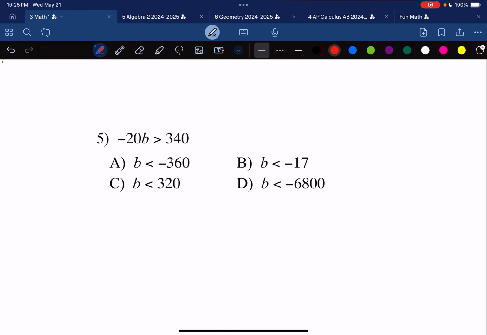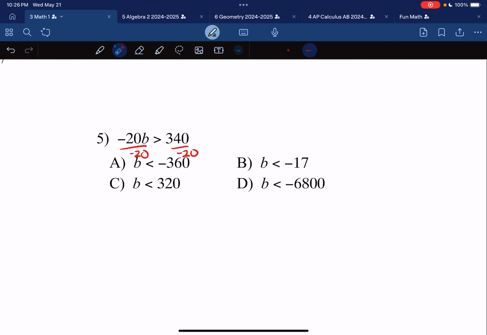In number 5, we are trying to undo this multiplication by -20. Again, when there's no symbol in between your coefficient and your variable, then we are multiplying. So this really says -20 times b. The opposite of times by -20 is to divide by -20. Divide by -20 on both sides.